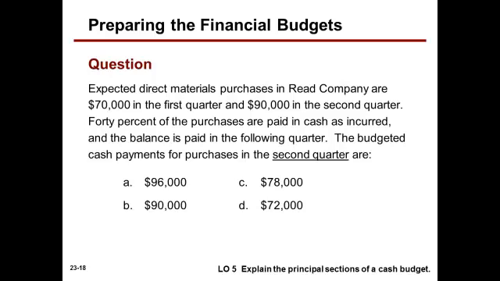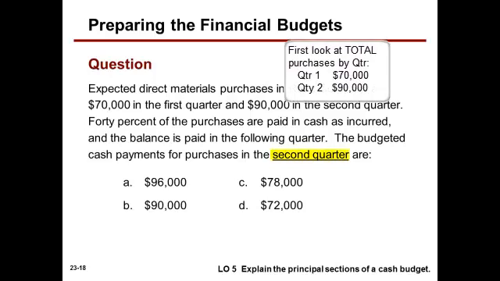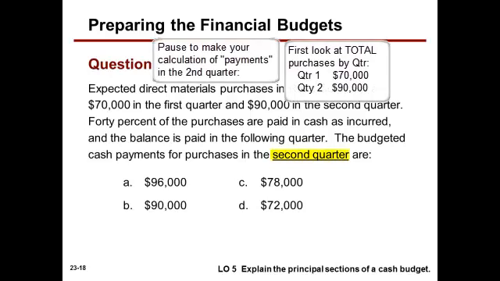Here's a review question. Expected direct material purchases in Reed Company are $70,000 in the first quarter, $90,000 in the second quarter. Assume that 40% of the purchases are paid in cash as incurred and the balance in the following month. What's the budgeted cash payments for purchases in the second quarter? $78,000.